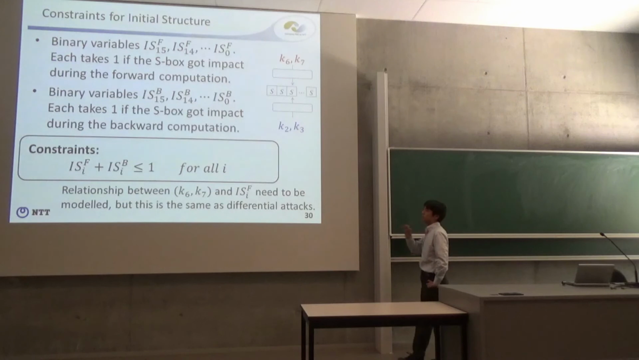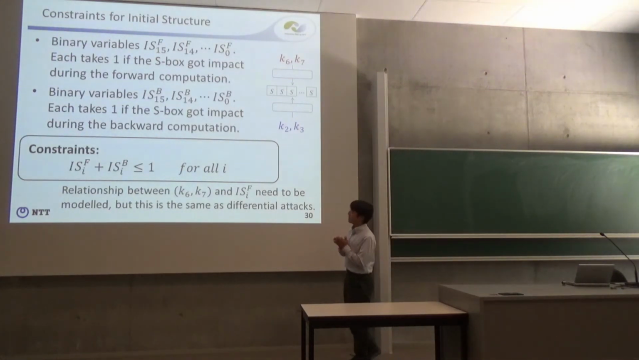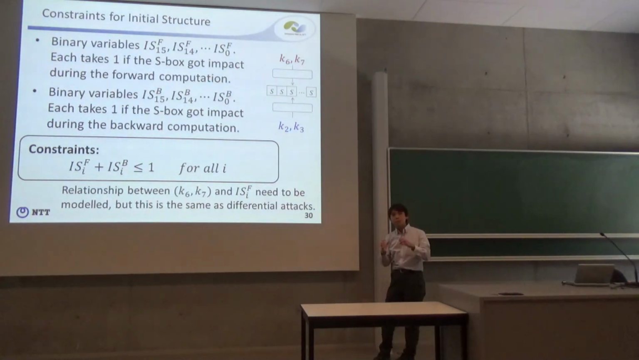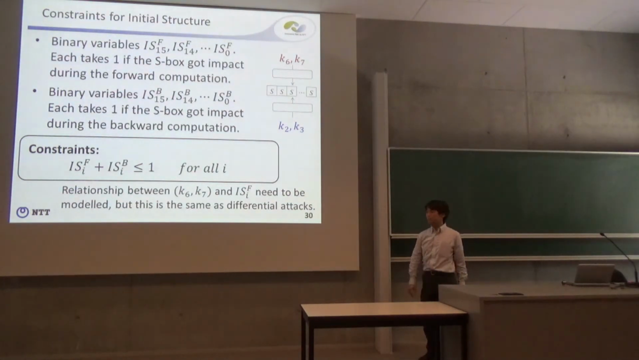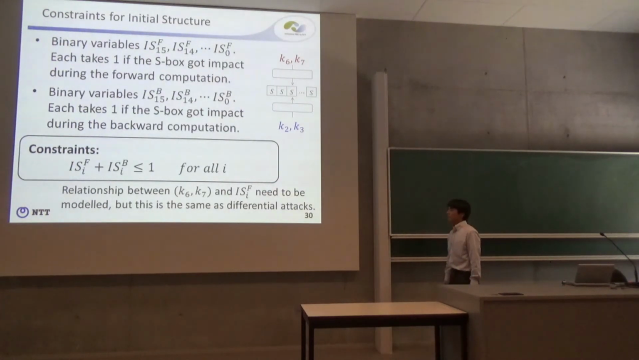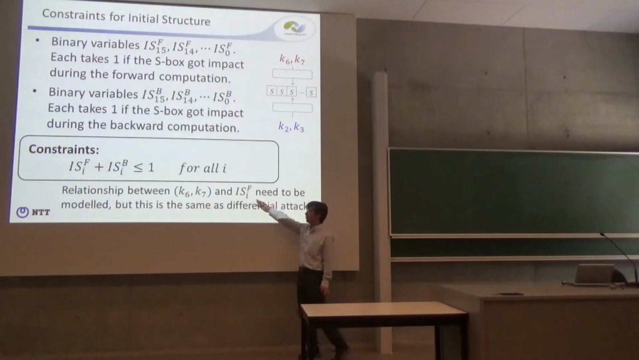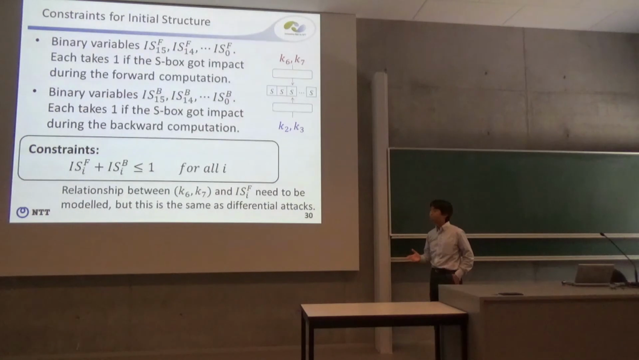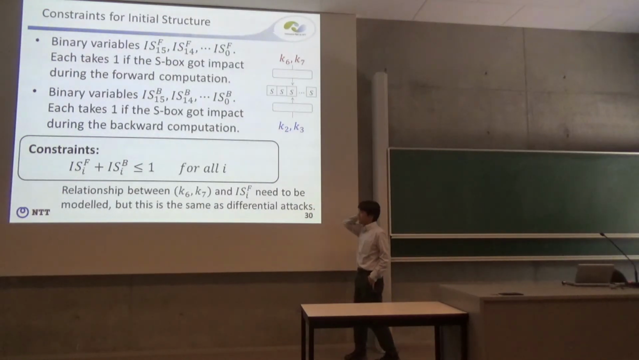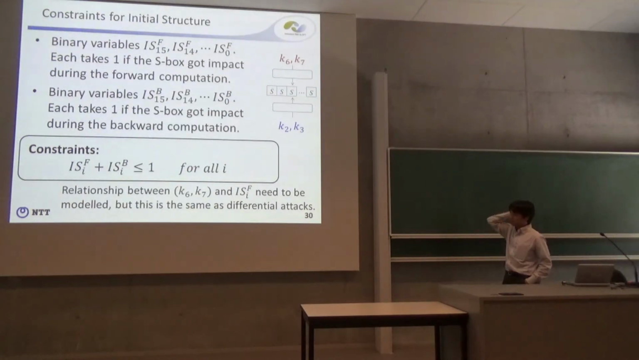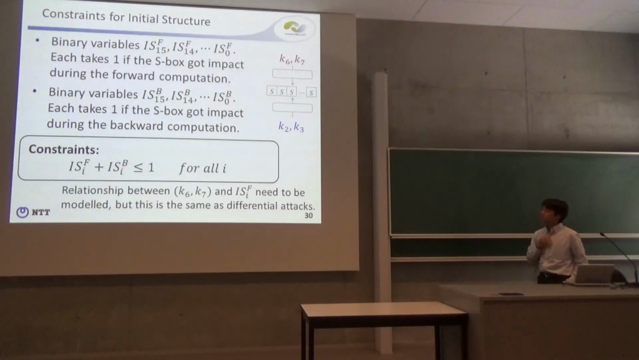Okay, so then this is a constraint. We want to avoid the overlap. So the constraint is easy: impact from the forward plus impact from the backward is less than or equal to 1. I mean, if it's 2, then it's affected by both. So less than or equal to 1 is enough for all those S boxes. But of course, we need to define some relationships between K6, K7 and the index for the active and inactive state of this S box. Actually, this is the most complicated part, but I skip it because the description of this part is exactly the same as the one in the differential attacks. So nothing new is introduced to describe the relationships between K and the impact. But the idea here is that avoiding overlap can be modeled by inequalities.